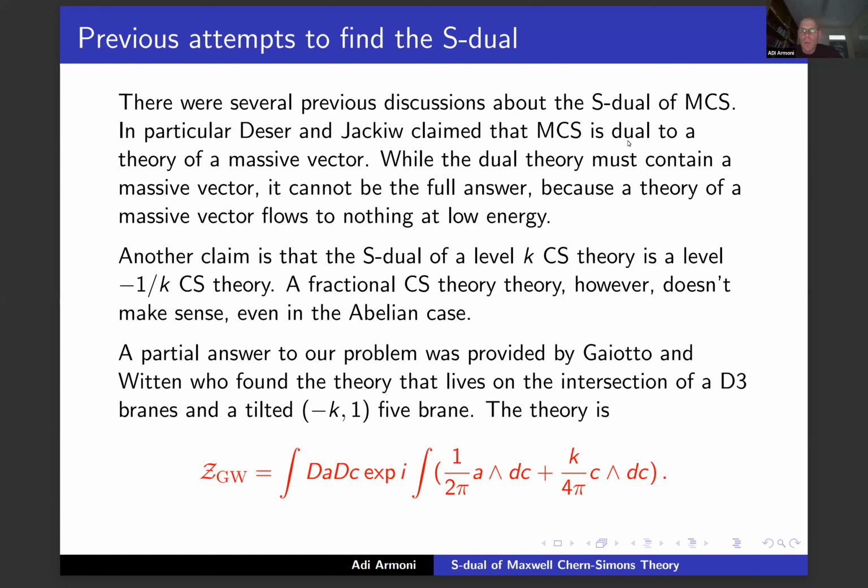So we know pieces of the solution, which will help us. We know what happens without the Maxwell part, just Chern-Simons theory. And we have an idea from Deser and Jackiw of what should be part of the solution. So let's see what the full solution is.